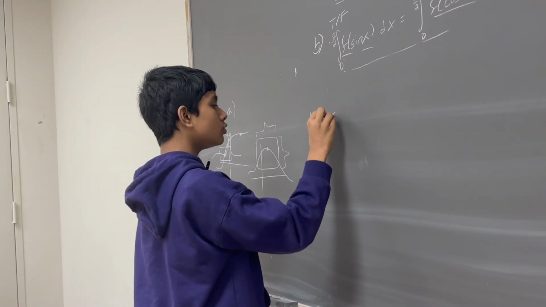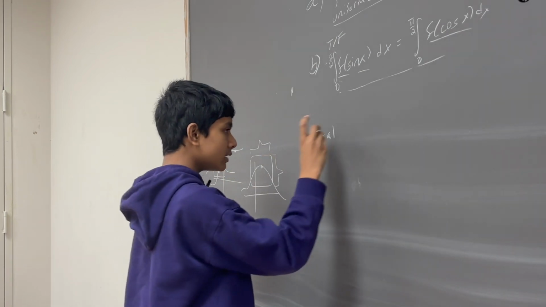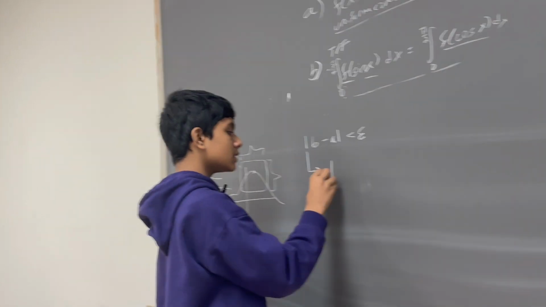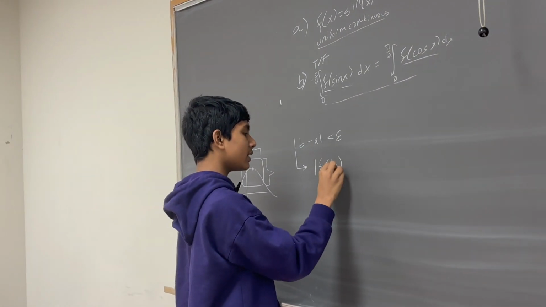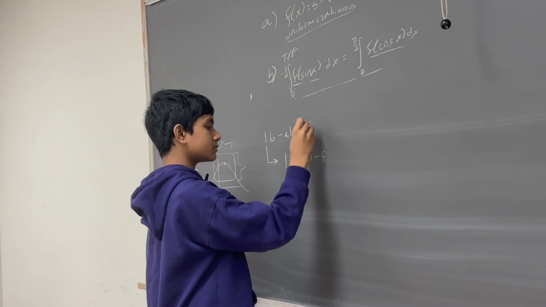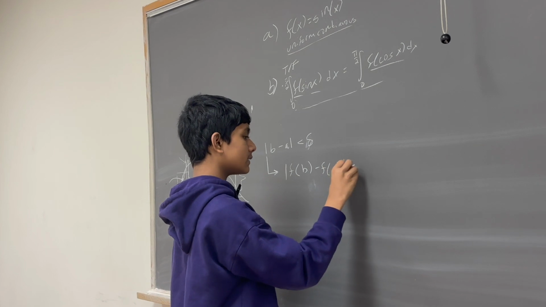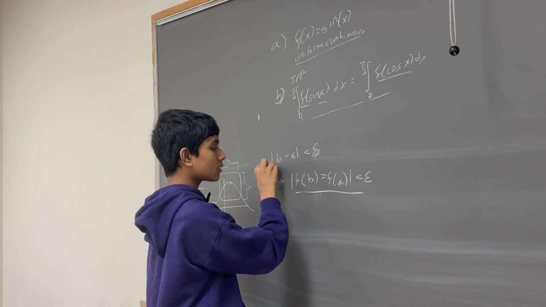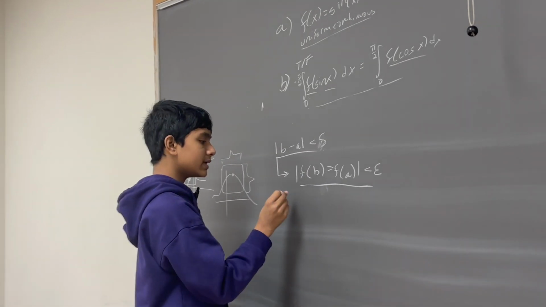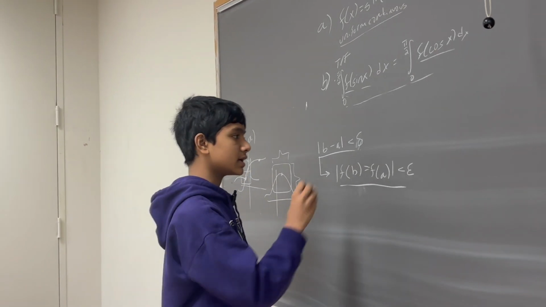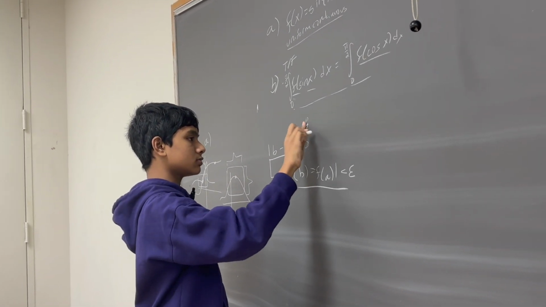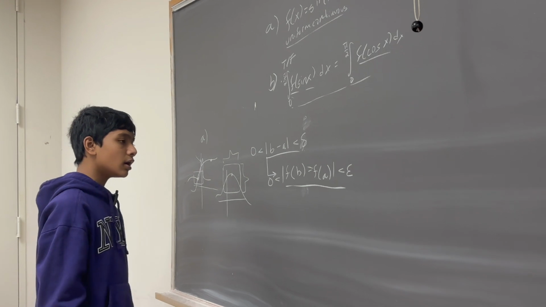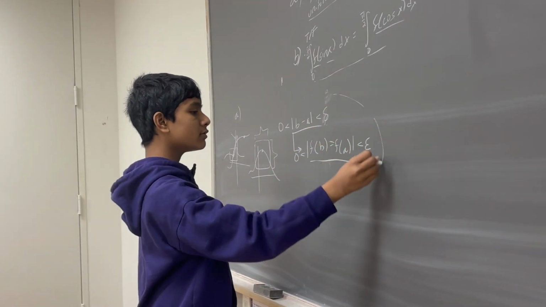If two x coordinates, b and a, are less than delta apart, and that implies that the absolute value of f of b minus f of a is less than epsilon, if there is some delta such that this implies that, then we can call the function uniformly continuous. And of course, this has to be greater than 0. Alright, great. So now, how do we prove this?